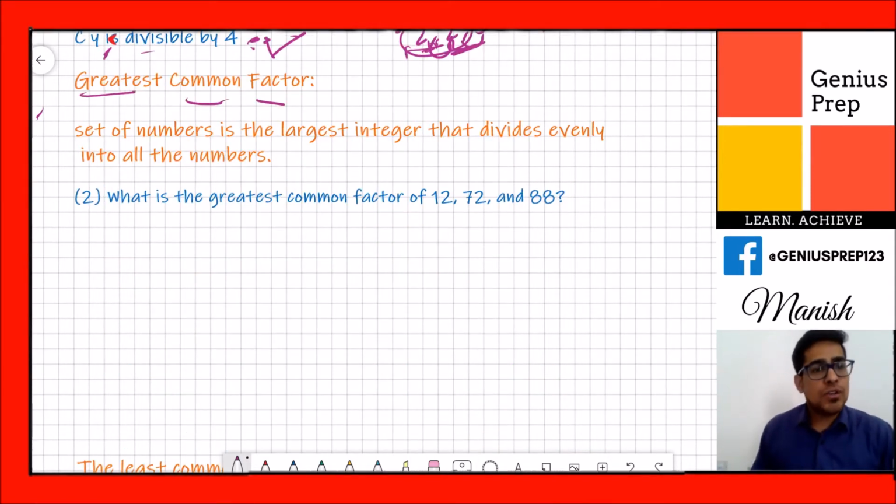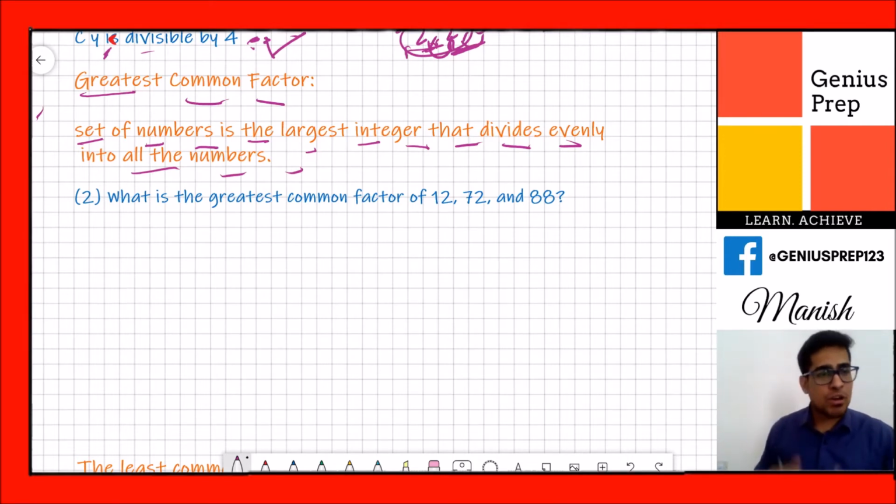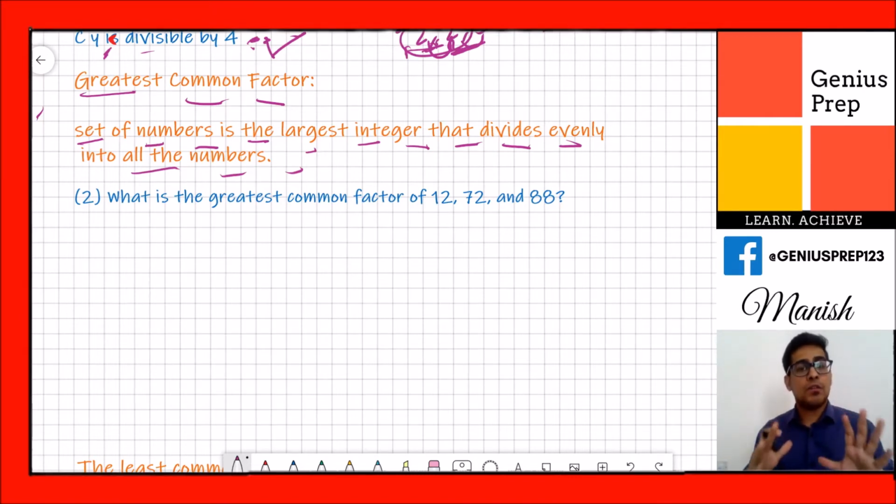Now the next topic is the greatest common factor. First, what is the greatest common factor? The greatest common factor of a set of numbers is the largest integer that divides evenly into all the numbers. If you're finding it hard in the wordings, we can see an example, and by the example you will get a better idea, because math is all about concepts, not about the wordings. If your concept is clear, you can easily solve the question.